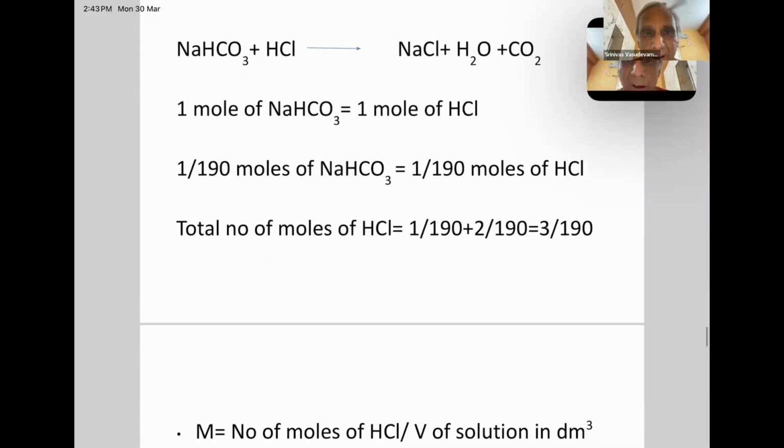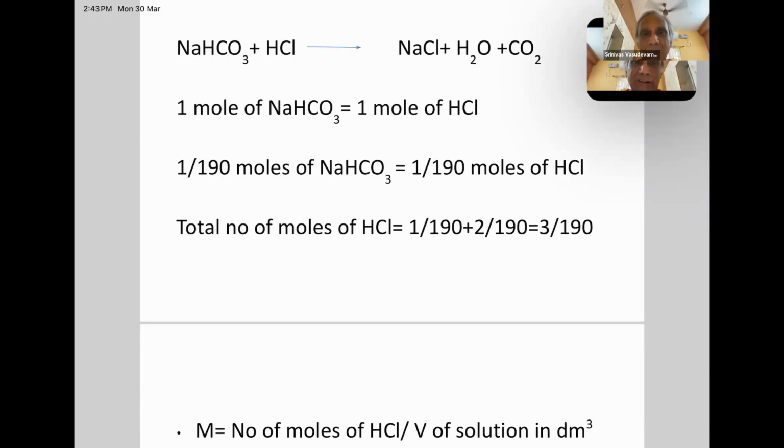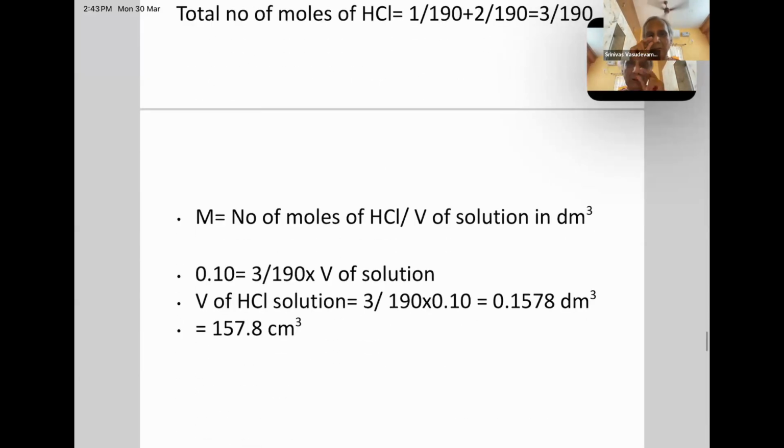The other one is bicarbonate. NaHCO3 plus HCl gives NaCl plus H2O plus CO2. 1:1 ratio. 1 mole of sodium bicarbonate requires 1 mole of HCl. 1 by 190 moles of sodium bicarbonate requires the same amount, 1 by 190 moles of HCl. Total number of moles of HCl is 1 by 190 plus 2 by 190, 3 by 190 moles here. Molarity equals number of moles of HCl divided by volume of solution in decimeter cube.